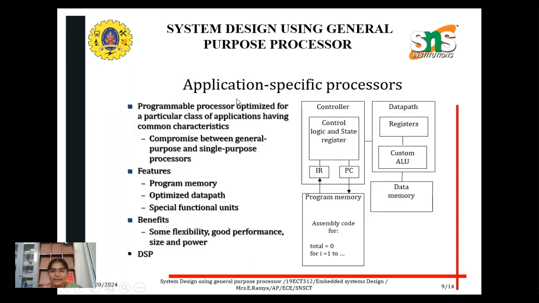What is meant by an application specific processor? It is a programmable processor optimized for a particular class of applications having common characteristics. It is a compromise between a general purpose and a single purpose processor. What is the architecture of an application specific processor? It has a program memory, optimized data path, and special function unit.